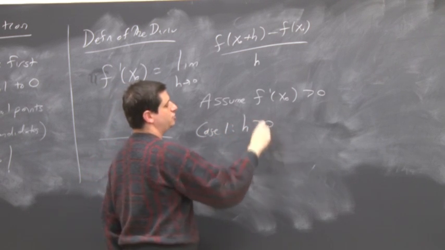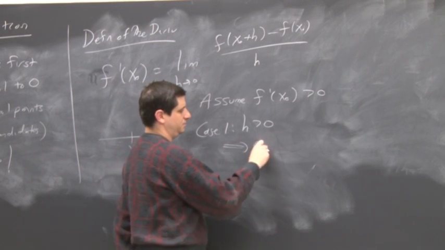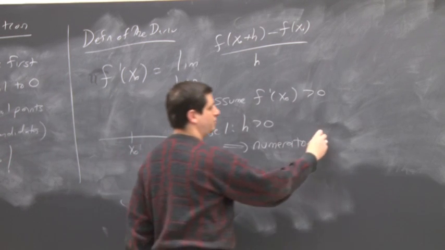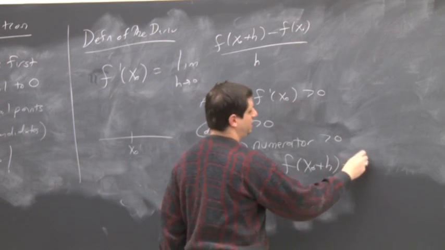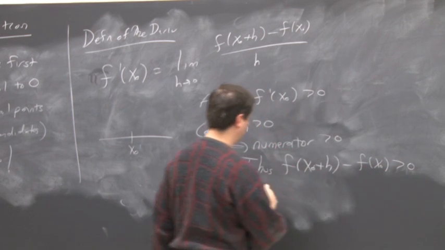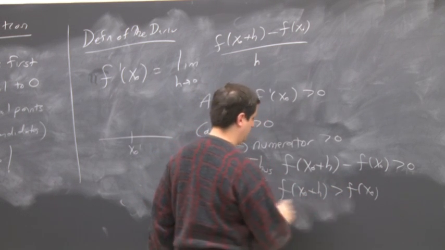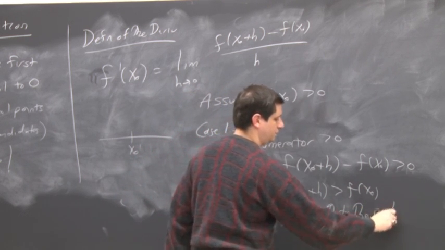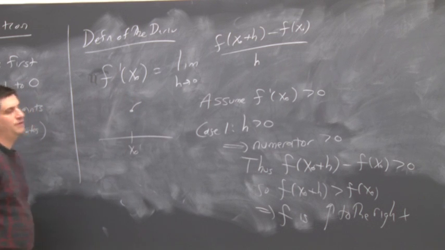Case 1, h is greater than 0. Well, if the denominator is positive and the limit is positive, what do you know about the numerator? Positive. So the numerator is greater than 0. Thus, f of x naught plus h minus f of x naught is greater than 0. So f of x naught plus h is greater than f of x naught. Therefore, f is increasing to the right. So I don't know exactly what my function looks like, but I know as I go a little bit to the right, my function has to be getting larger.